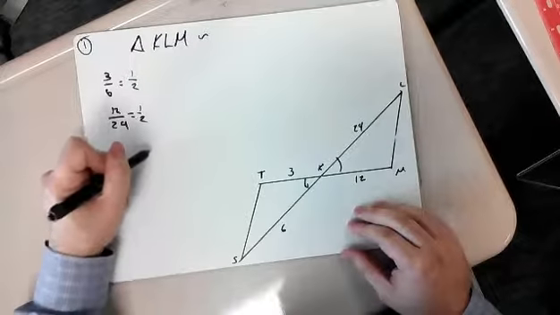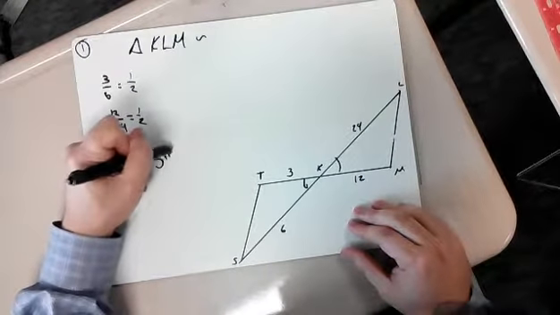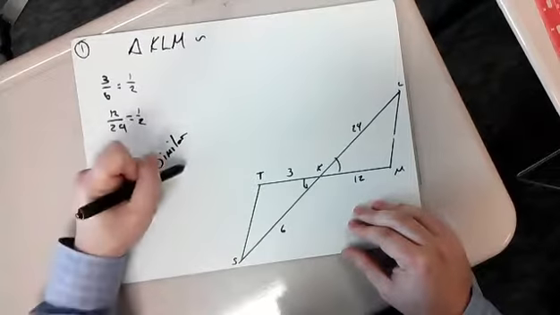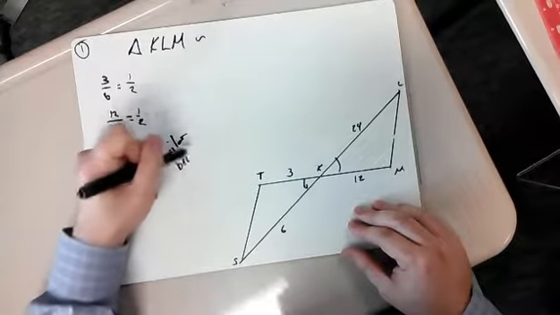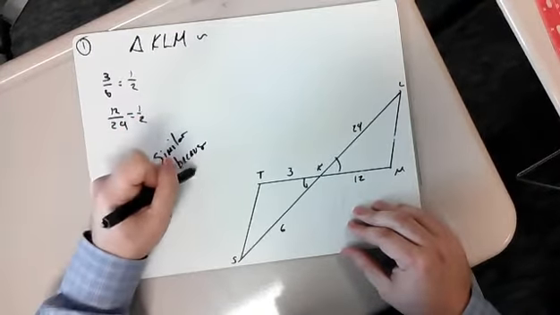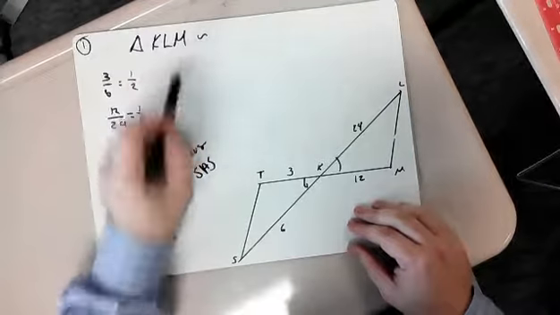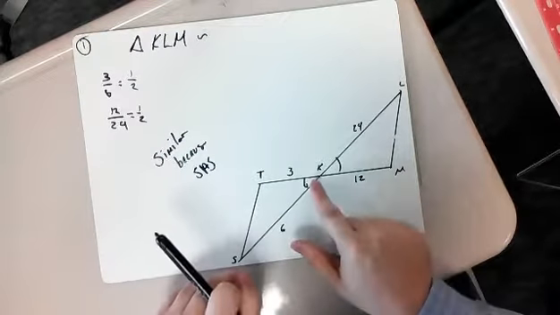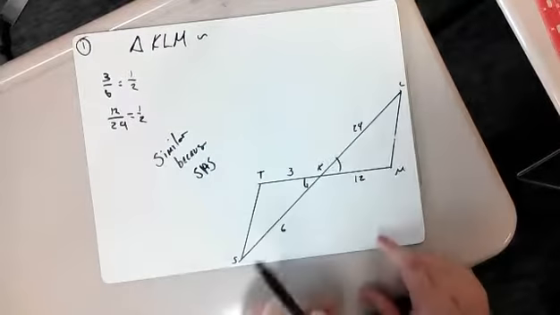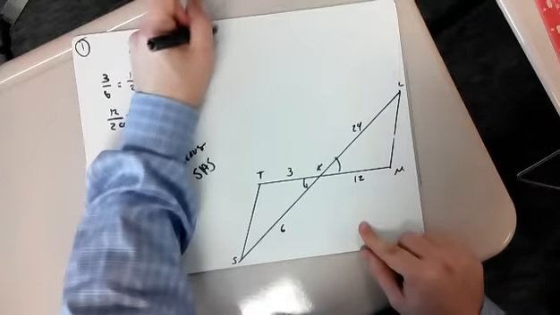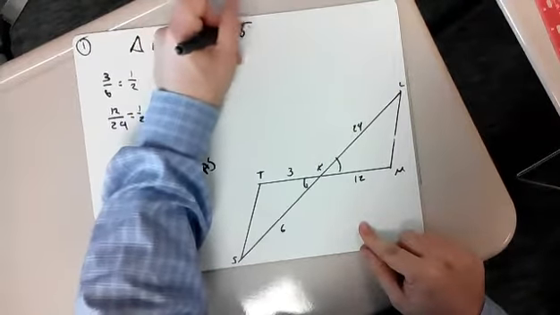So now I could say that these are similar, not to be confused with congruency, because of side, angle, side. And I can finish the statement by saying this. If this is KLM, then KST. So that's triangle KST. That's how we do that one.